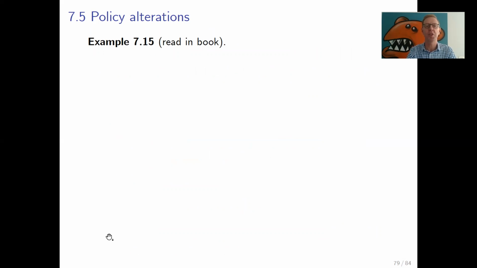Then, concerning policy alterations, there is another example in the book, 7.15. Please have a look at it there.